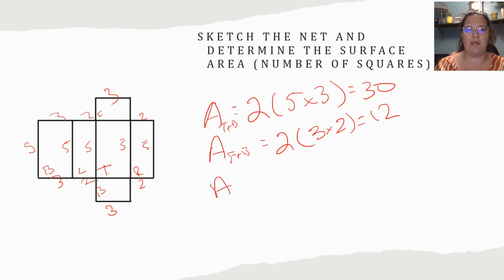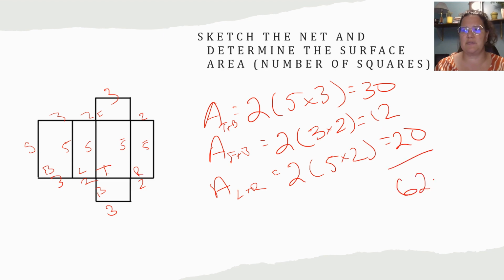And then we have our area of, say, our left side and our right side. And it's 2 times 5 times 2, or 20. Then adding all these up together gives us a total of 62 centimeters squared. Now, it doesn't matter if you had the front being 5 times 2 and the left and right side being 3 times 2. We just want to know that you know that there's 2 of each matching side.